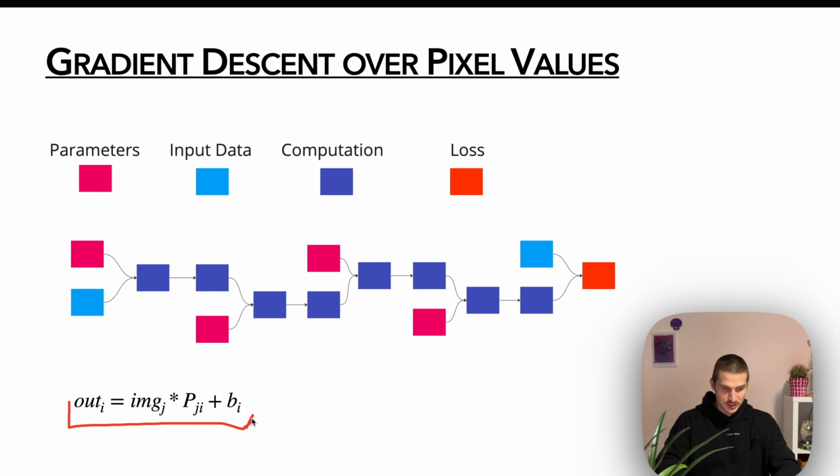And here is the equation for a dense layer. So the ith number in the output is equal to the sum over the jth element in the picture, multiplied by the corresponding element in the parameter matrix. So we can see that this is just multiplying one number by the other. So you can compute the partial derivative with respect to this term or with respect to this term. So they are pretty much equivalent here. So there's nothing stopping us from doing this optimization on the input image.